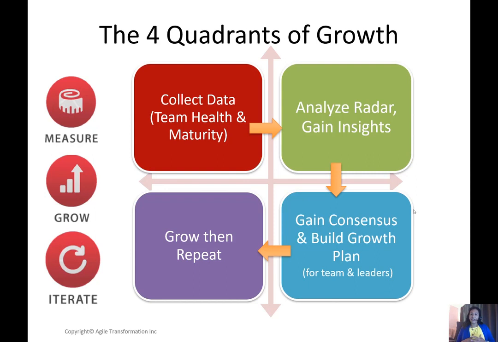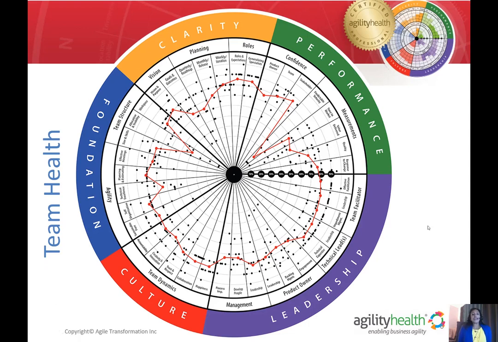As the teams talk about and look at the results of how they are doing, they also are able to tell their leaders, here are the areas that we've identified where we need your help. And so that helps us with helping the leaders build a growth plan for them as well. Then we of course grow and repeat this process and we iterate on it. So let's take a quick Team Health Radar overview.